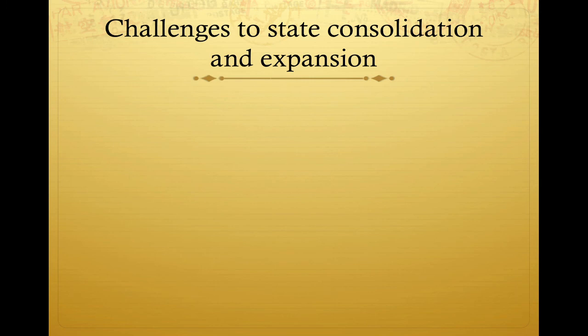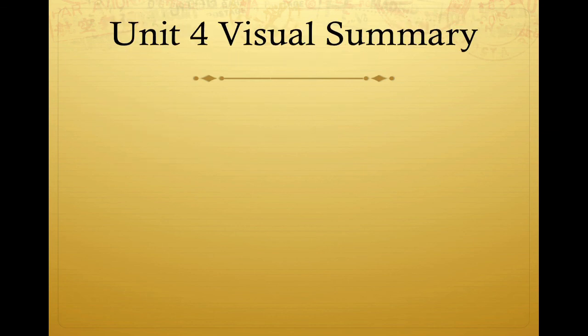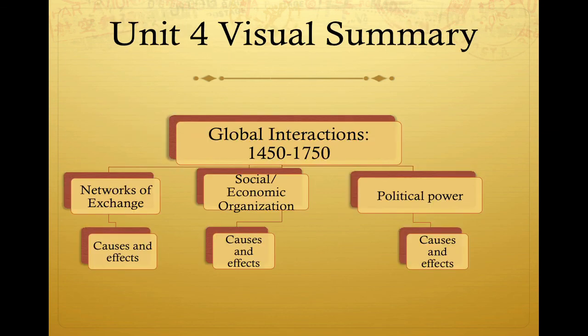And the last couple of challenges the framework reviews are competition over trade routes like piracy in the Caribbean, state rivalries that were a challenge to this process, such as the Thirty Years' War, and finally, in some cases, local resistance to this expansion. So a quick visual summary for the framework.